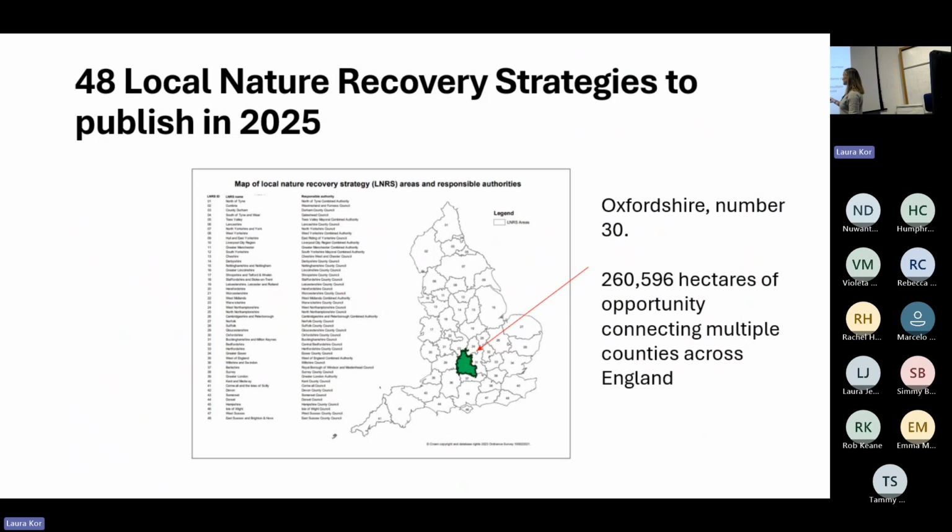So there's 48 of us all doing this at the moment. Two have already completed and are available online if you want to have a look at them. And we're there for Oxfordshire. And we've got 260 hectares to play with in order to better map out opportunities for nature recovery. We're building on a lot of existing work to do that. There's plenty of things that have happened in the past, and we've built that in.